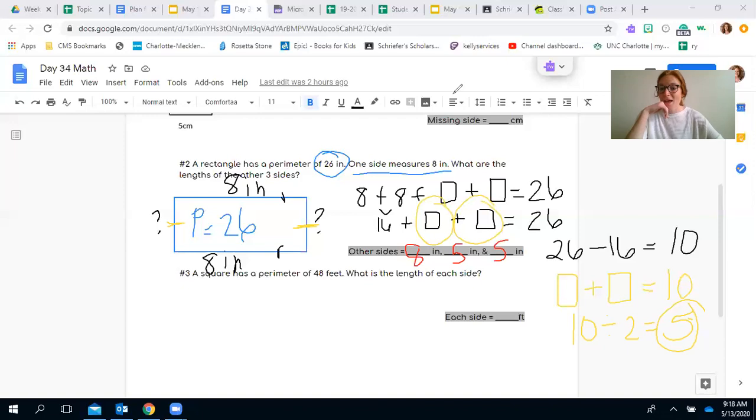And one way to check my work is to add all of that together again. So if I did 5 plus 5 plus 8 plus 8, do I get 26? And yes, you do.